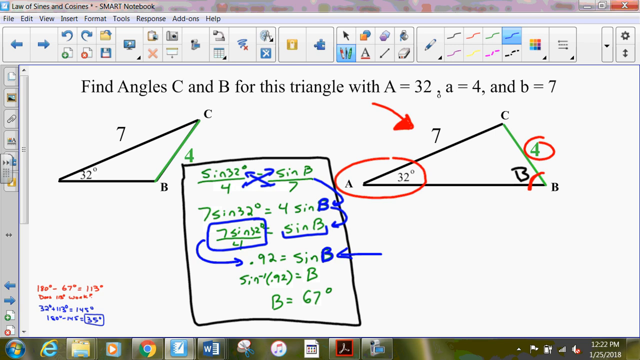And to find out what angle has a sine of 0.92, I put the next line in my calculator. I put inverse sine 0.92, hit enter, and it gives me the answer that B is 67 degrees, which looks reasonable for the picture that I drew. Normally, when we're done with using the law of sines, we're done.